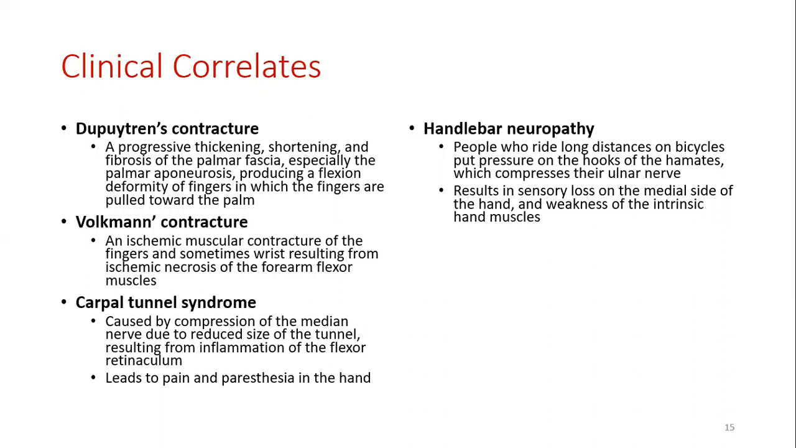For carpal tunnel syndrome, that's compression of your median nerve in your carpal tunnel. And you can get it from either inflammation or, especially since we're a society that types a lot, from daily compression of the median nerve in your carpal tunnel from typing and repetitive motion things. It can lead to pain and paresthesias. You can also get carpal tunnel while you're pregnant, which sucks. So yeah, that's just one of the things that can happen.